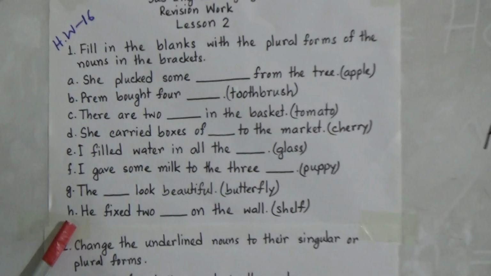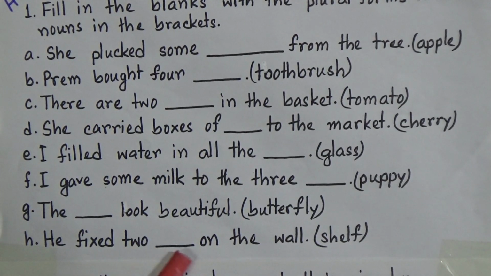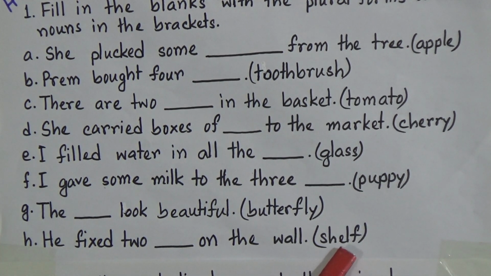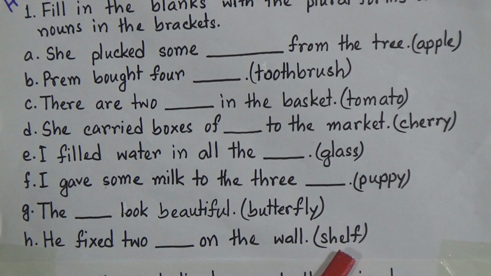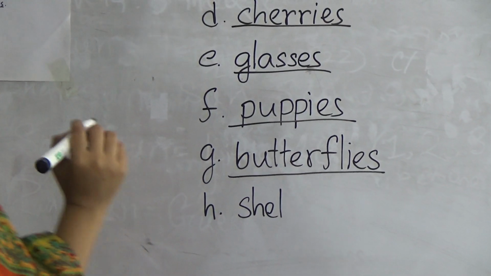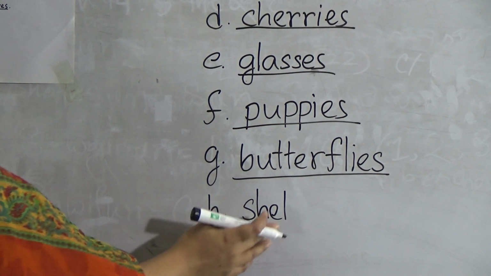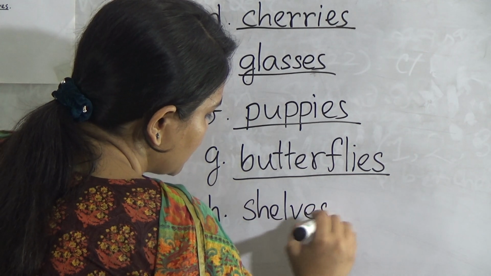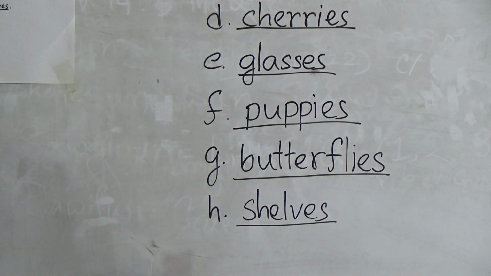Now look, he fixed 2 dash on the wall, and in bracket it is given here shelf. And now look at the word. We all know that if the word ends with F or FE, we drop F or FE and then we add VES to make the noun plural. So he fixed 2 shelves. So at first we will write SHEL. Now the noun ends with F, so we will drop F and then we will add VES to make it plural. So shelves. So number A, apples.